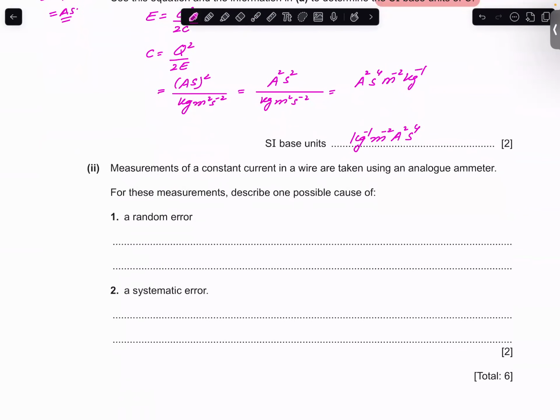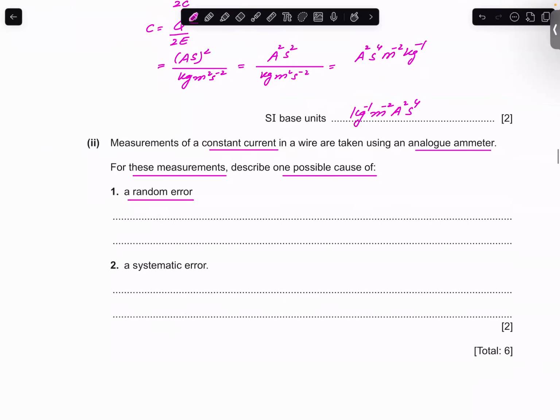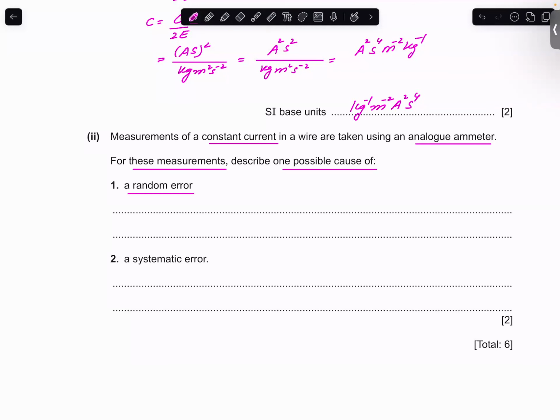Measurement of a constant current in a wire is taken using an analog ammeter. For these measurements, describe one possible cause of random error. By definition, random errors are when repeated measurements of the same quantity in the same circumstances, with the same procedure and same method, give you different answers. Those different answers are considered random error.